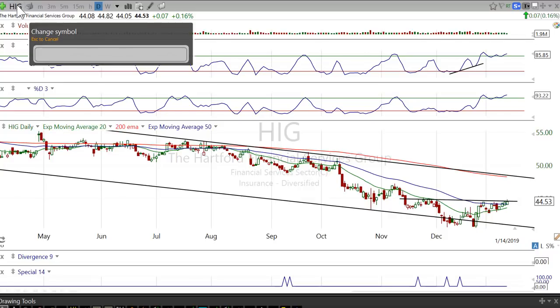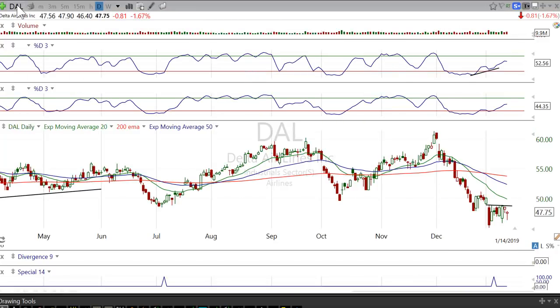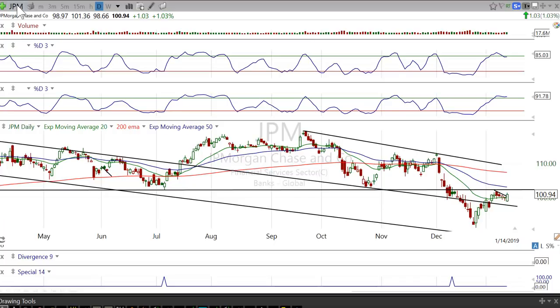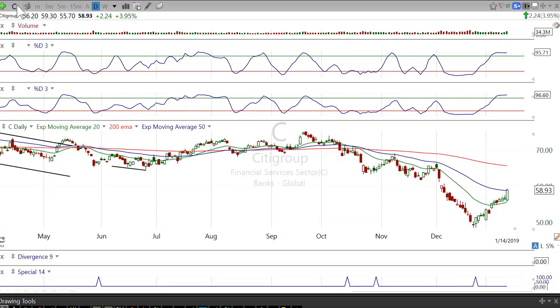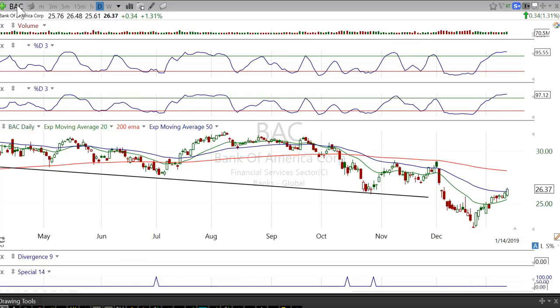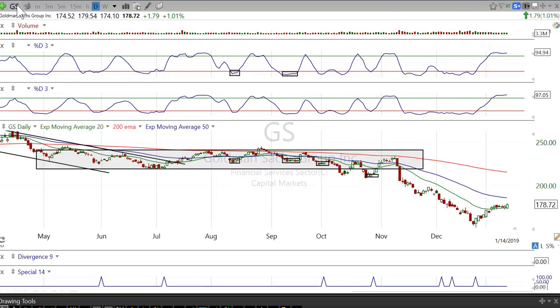Delta Airlines is coming out tomorrow. It's probably going to affect the other airlines. JP Morgan's coming out tomorrow. That has a nice flag, a nice reversal today off of Citigroup's earnings, which reversed big. And look at how Citigroup closed out. Bank of America is coming up, already starting to move. Goldman Sachs, the whole financial sector was on fire today.